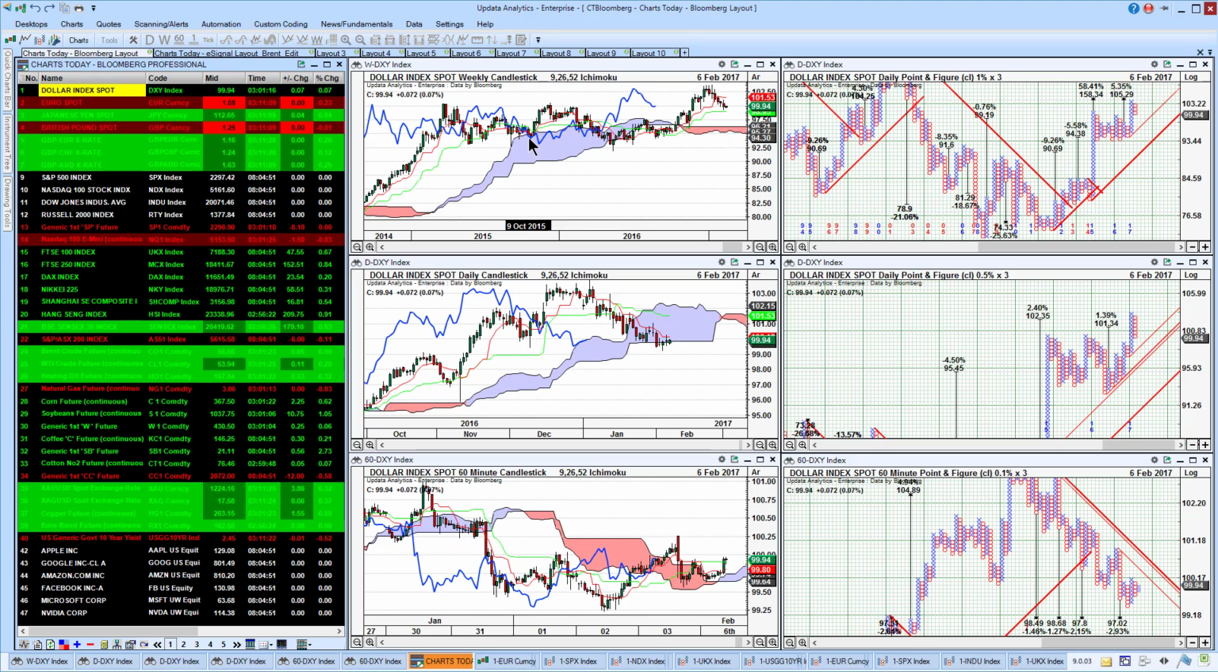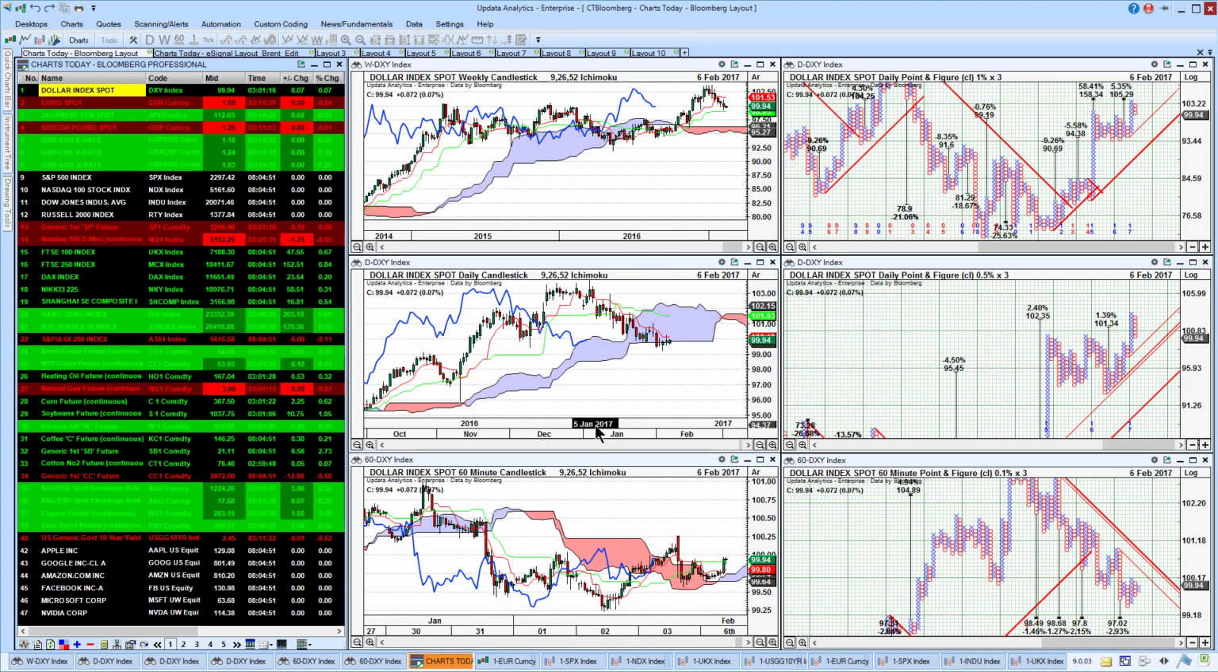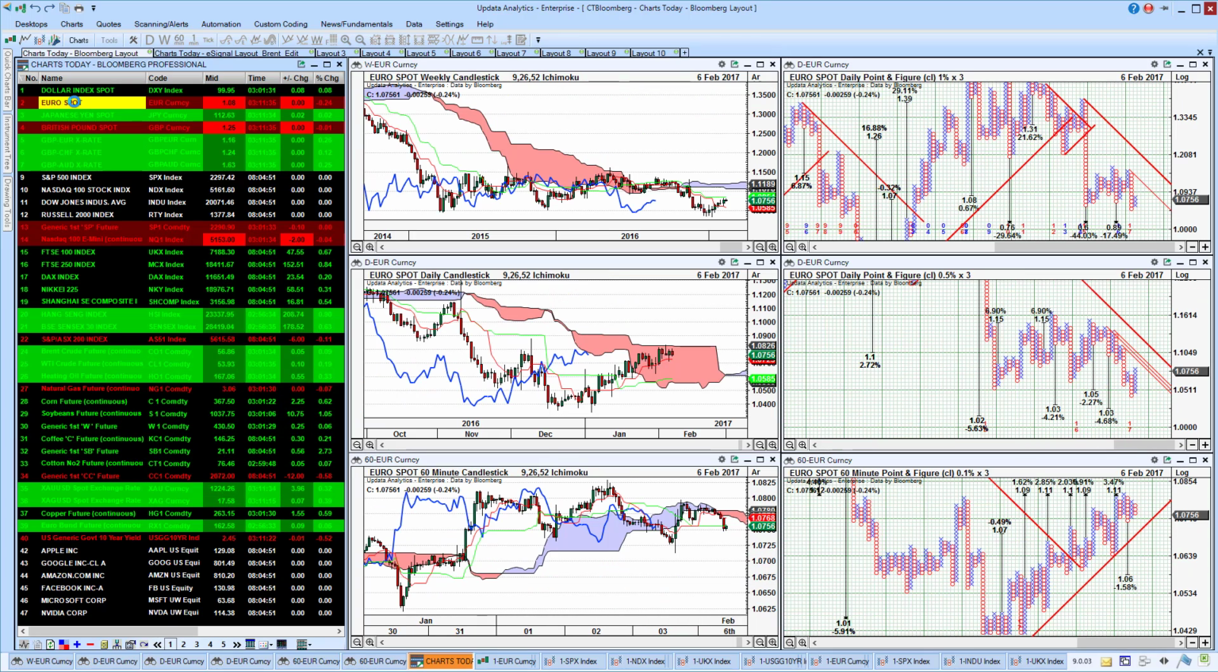So we are still looking pretty good on the weekly. The daily is just testing support. It'll be really key to see whether this short-term chart gets through.